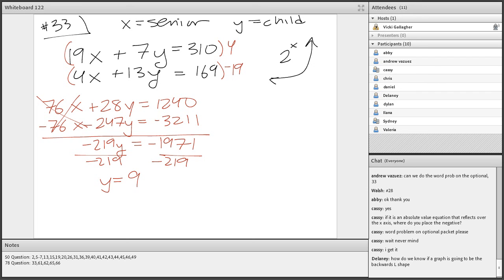All right, so I just figured out that my y is the number 9. And if I look up here, I had written down earlier that y was a child's ticket. So I now know that a child's ticket is $9. And then we just need to find the senior citizen ticket.